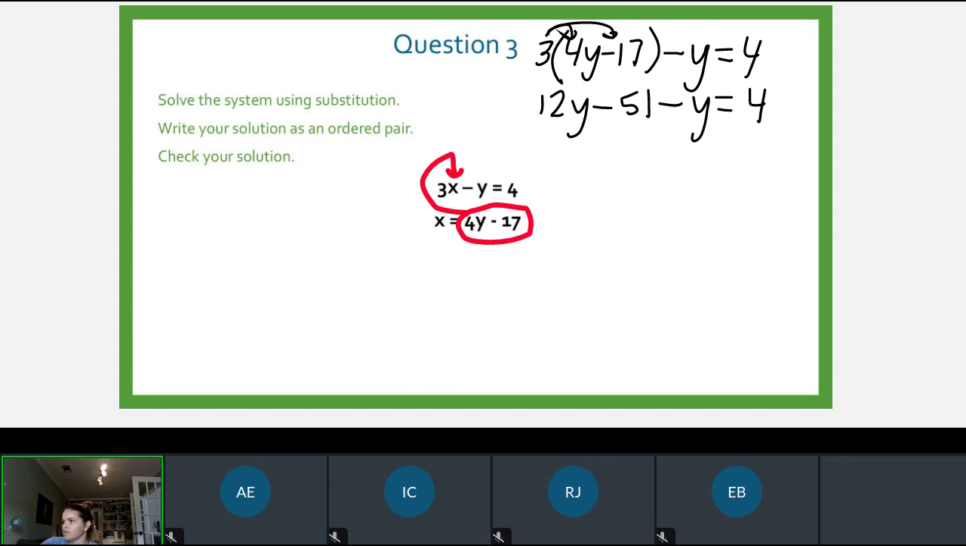Okay, and then I'm going to combine my like terms. It's a 51. So the way I got 51 is I did 3 times negative 17. So 3 times negative 17 gives us negative 51. Good question.